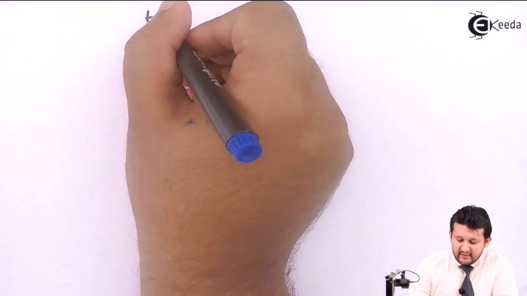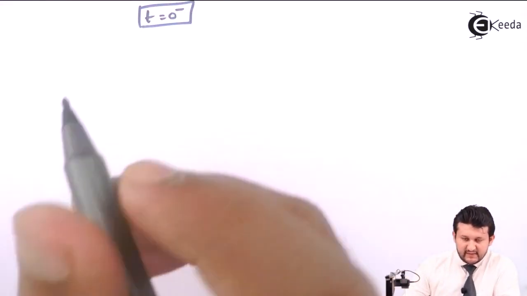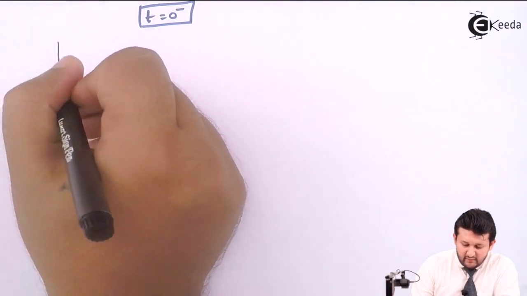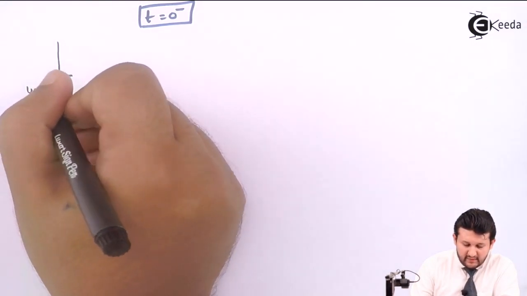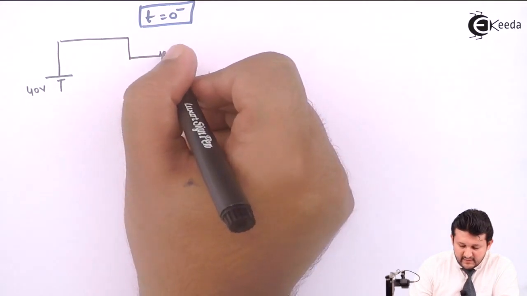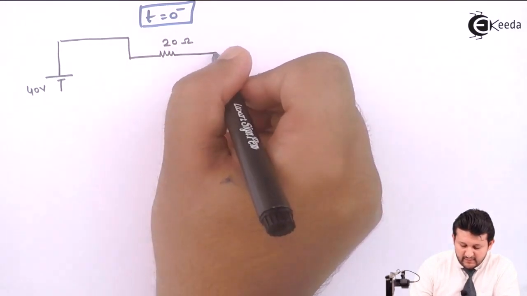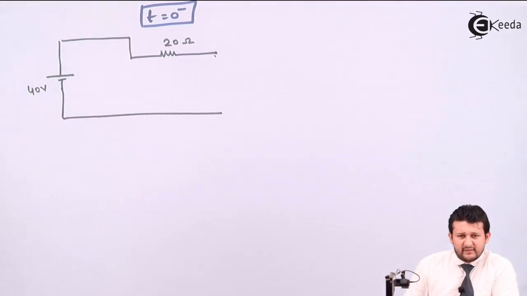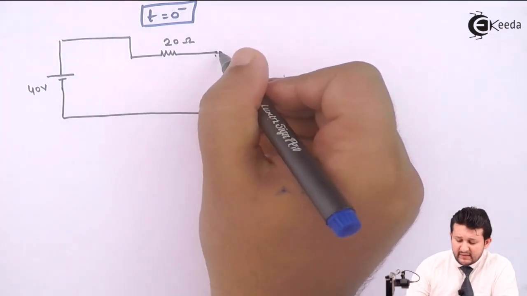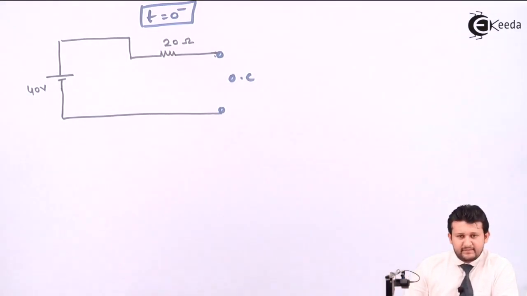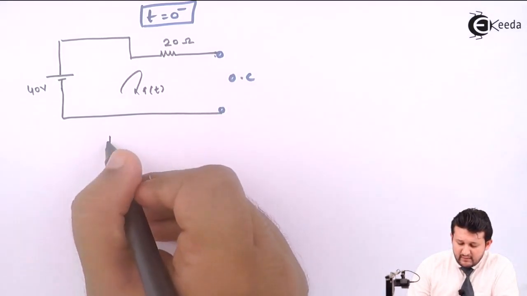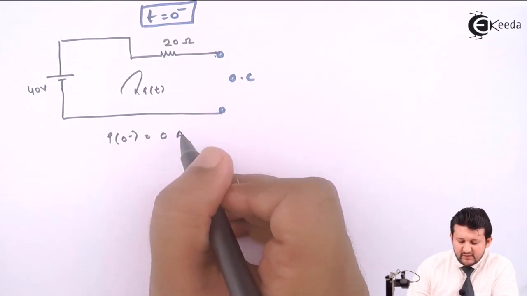So let's start with the t equal to 0 minus condition. When I say t equal to 0 minus condition, I have a voltage source which is 40 volts, in series a resistance of 20 ohms, and having a capacitor. Since the condition says it is a steady state condition, that means my capacitor is fully charged. So it cannot accept more current. If it cannot accept more current, that means the circuit is open. So the current flowing across this network will be obviously 0 because the circuit is open.